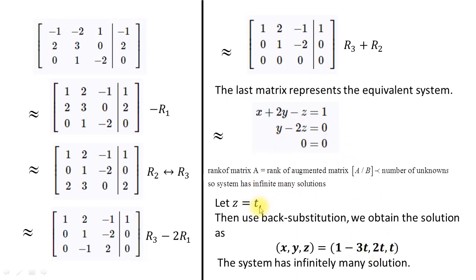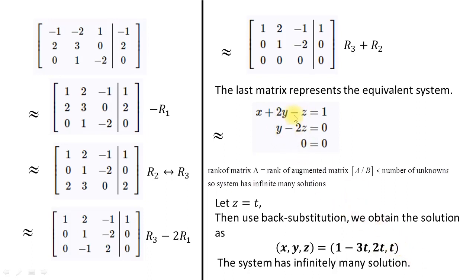I want to tell you again, suppose the value of z is t. We have 2 variables in this equation, so take one variable free. Suppose z is a free variable. So putting z is equal to t, where t is any real number, we obtain y is equal to 2t. 2t is the value of y and t is the value of z.